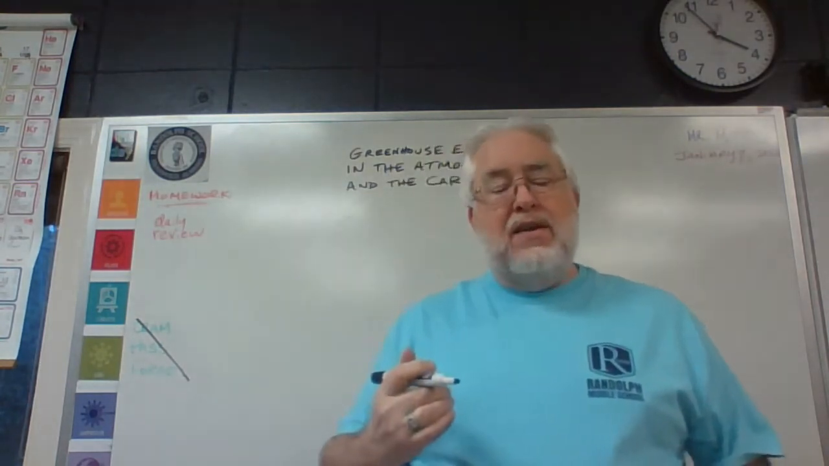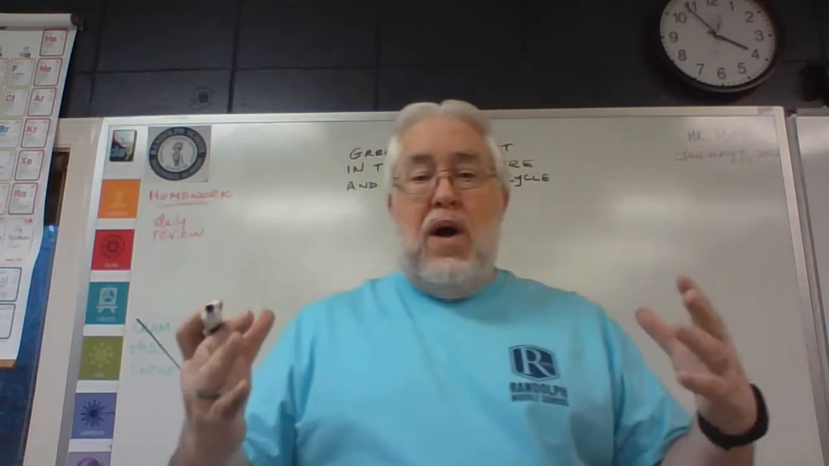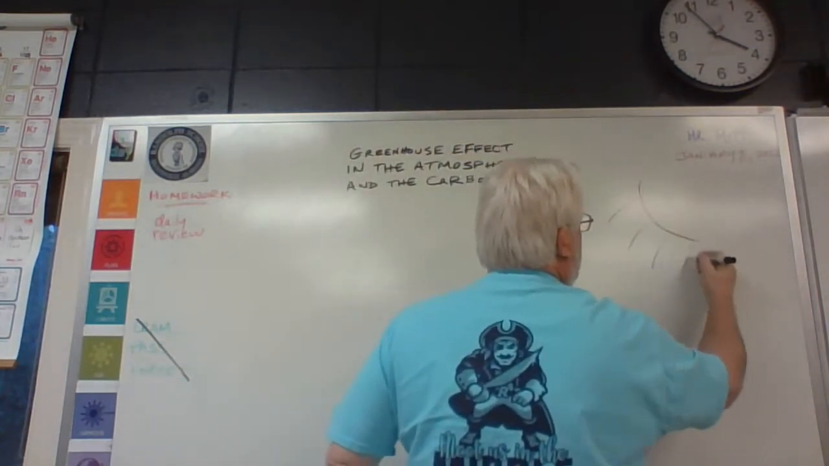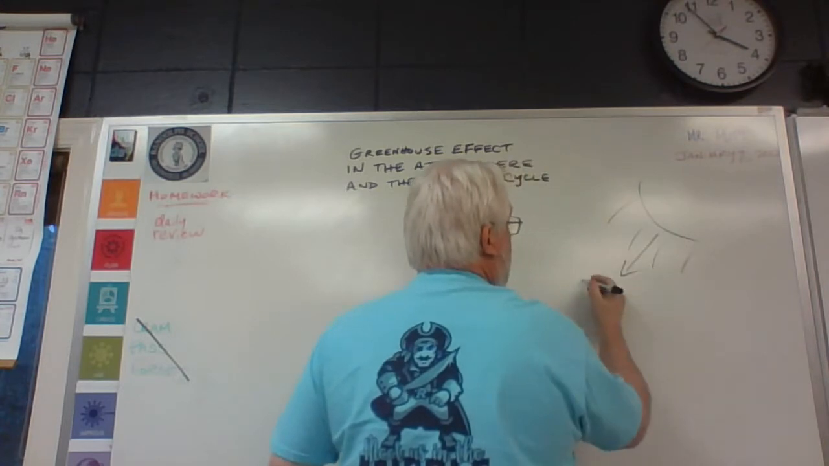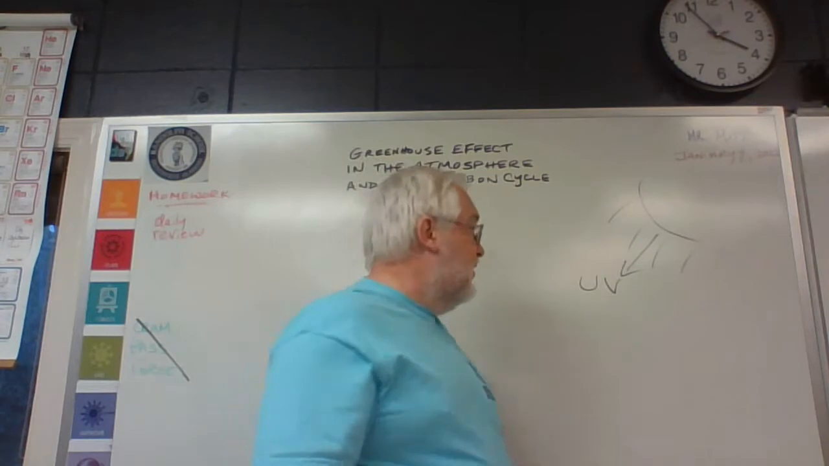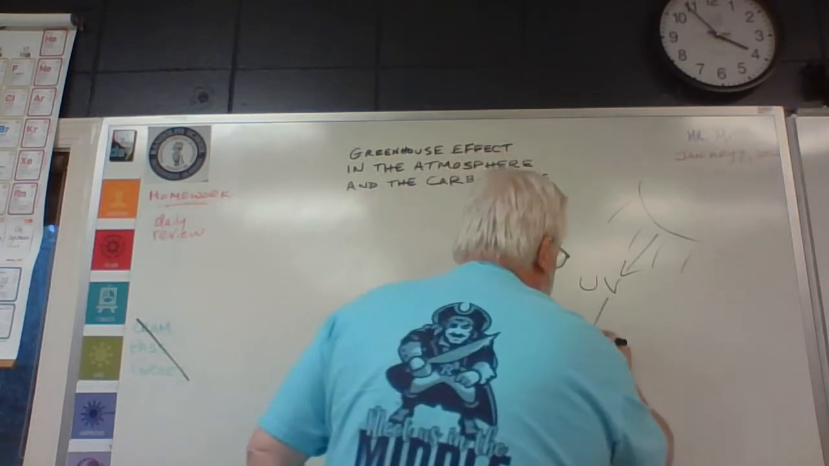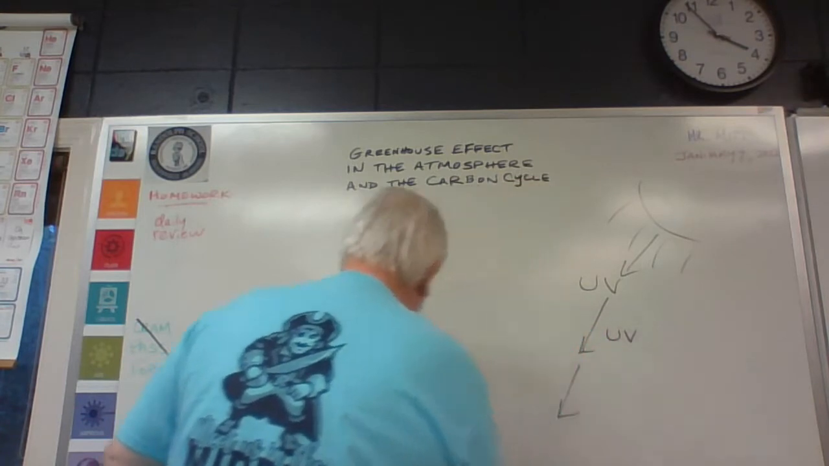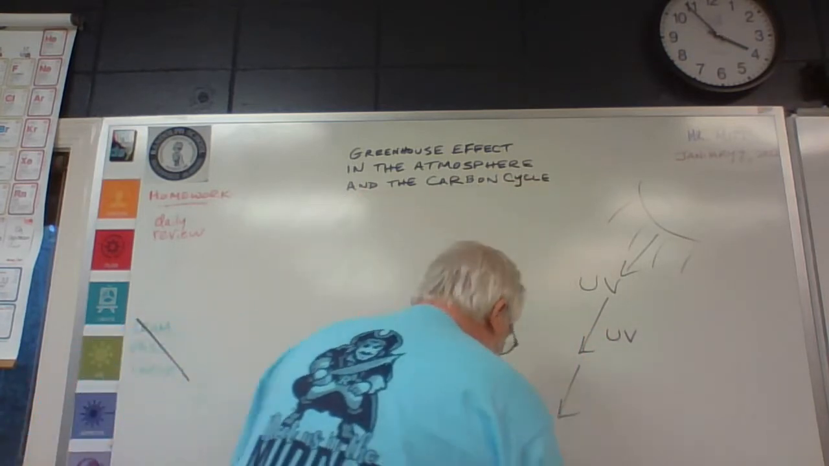So the greenhouse effect in the atmosphere, of course, requires that we draw the sun. And from the sun, of course, we have ultraviolet radiation. We always just abbreviate this as UV. In the case of ultraviolet radiation, it comes through our atmosphere and makes it down toward the surface.